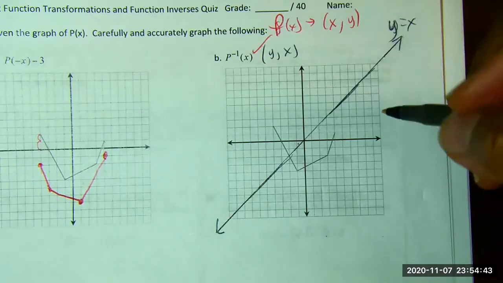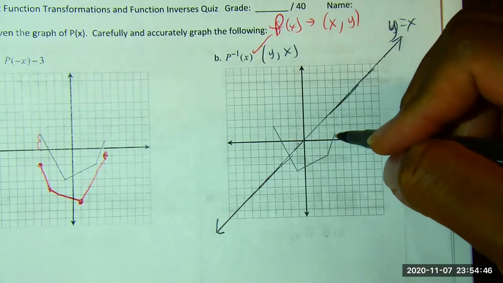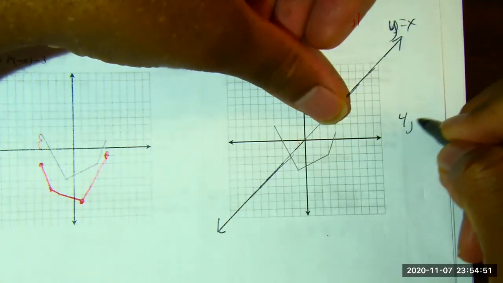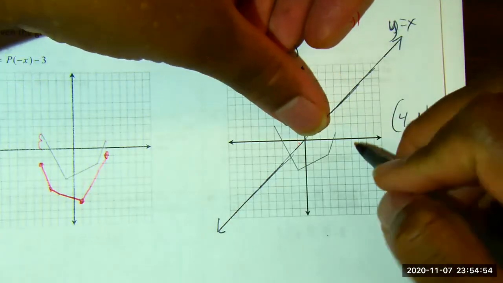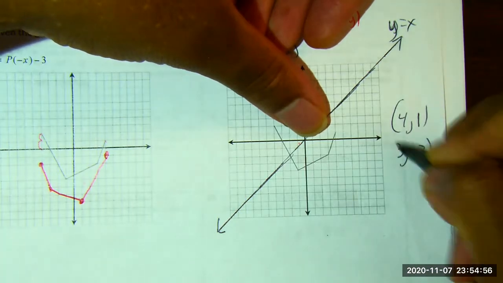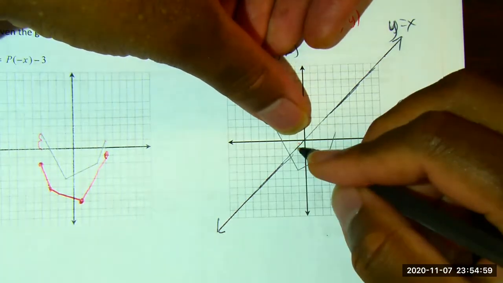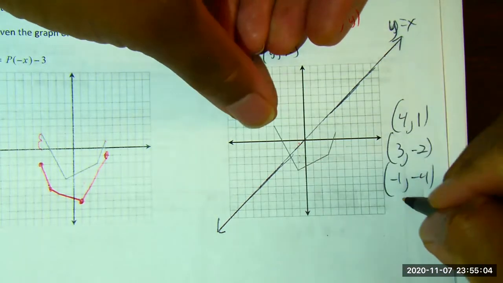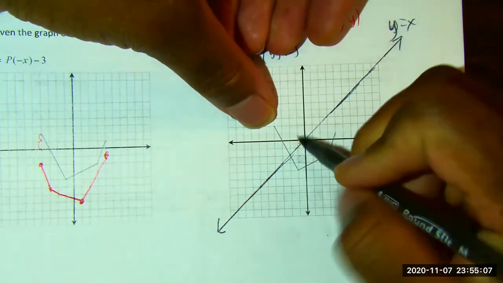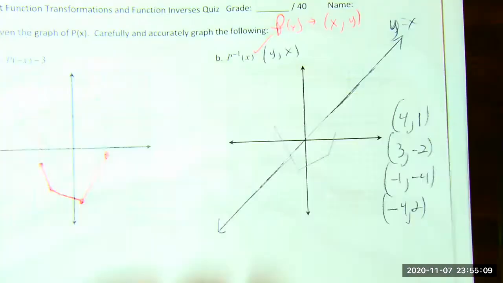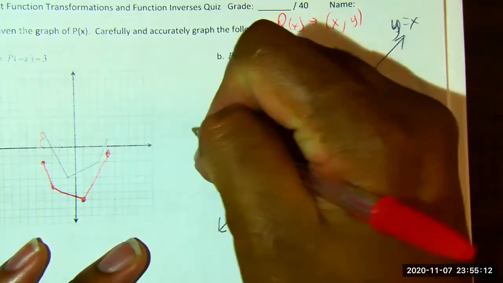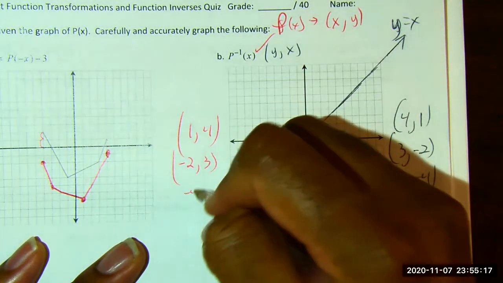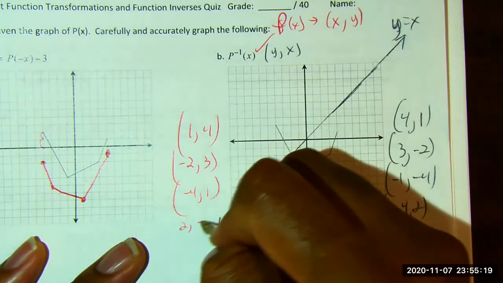It actually will be to my benefit to write them because I'm afraid of making careless mistakes. So I have 4 comma 1, 3 comma -2, -1 comma 4, -1, 2, 3, 4, -1 comma -4, and then -4 comma 2. So the inverse's coordinates are going to be 1 comma 4, -2 comma 3, -4 comma 1, 2 comma -4.